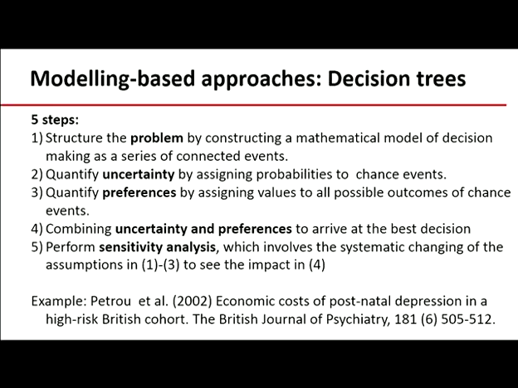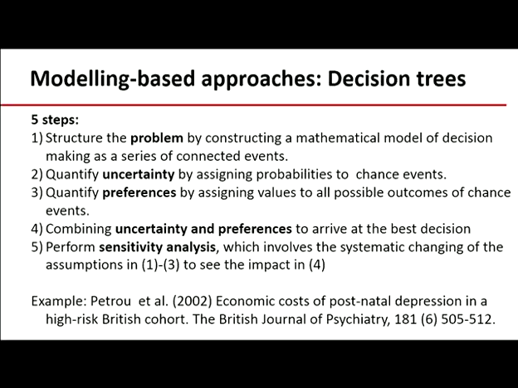You will also have to quantify the preferences by giving values to the possible outcomes. Okay? At the end of the decision tree, you will have a number of costs that you are incurring, and then also a number of outcomes that you are gaining or losing. Okay? You will have to combine uncertainty and preferences to actually give a decision. And then you can do sensitivity analysis, changing assumptions to see the impact on your decision.